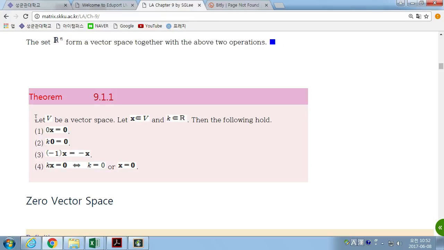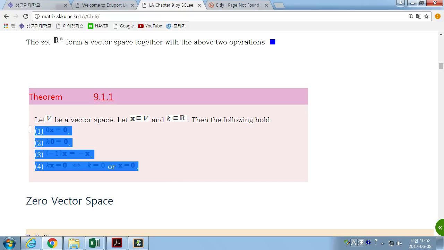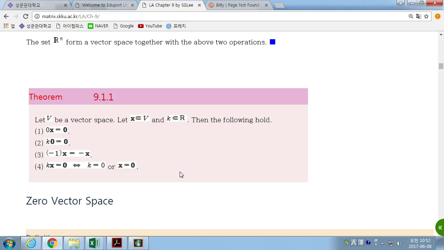And then this vector space V satisfies these 4 properties as you have seen before. The proofs are exactly the same. Instead of Rn, you are using V. That's the only difference. When you multiply the zero scalar on any vector, then it's going to be a 0 vector. If you multiply any scalar to a 0 vector, then it's going to be a 0 vector. And you can easily find the negative vector of x. And if kx equals 0, then the scalar or the vector should be 0.